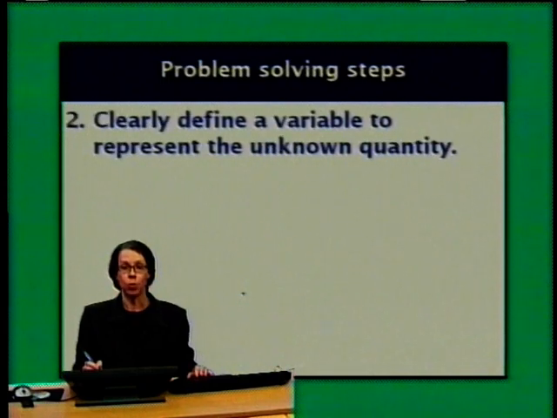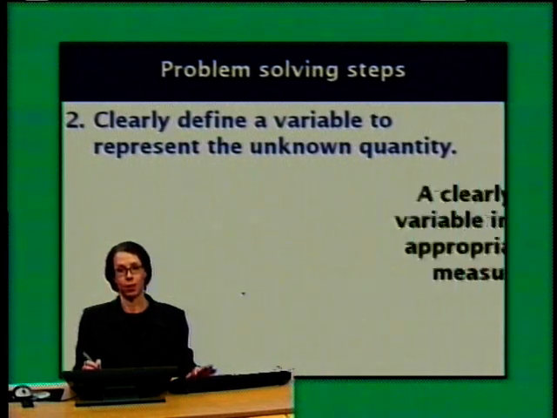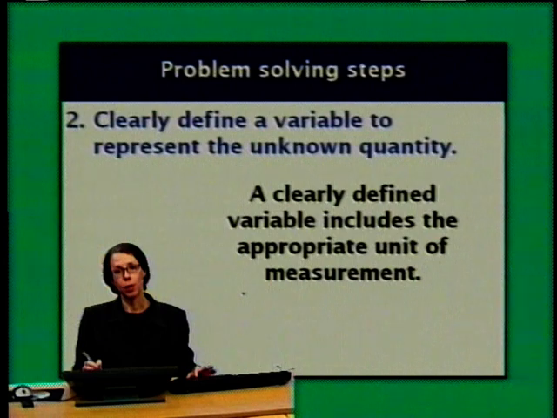The next step, once we understand the problem, is we're able to clearly define a variable to represent the unknown quantity. So a clearly defined variable states explicitly what the variable represents. We really don't want any ambiguity. A clearly defined variable includes the appropriate unit of measurement. So as we work through some examples over the next few lessons, we'll see that units do matter.